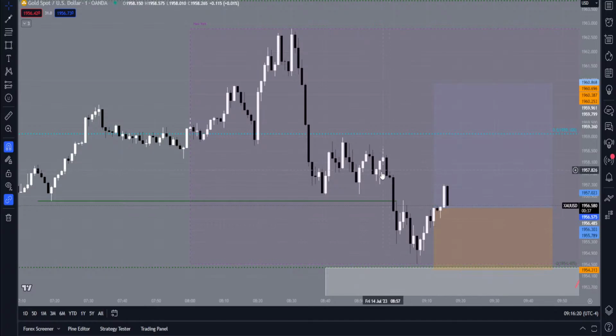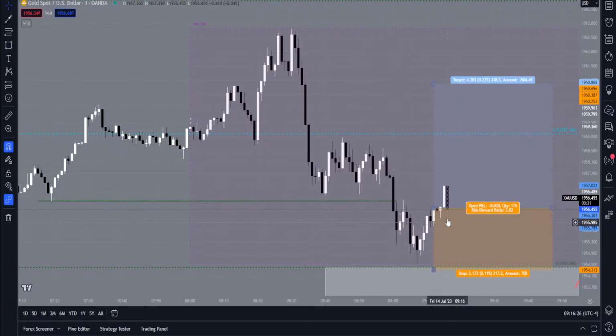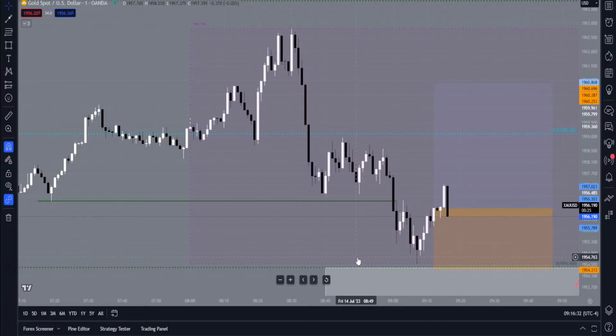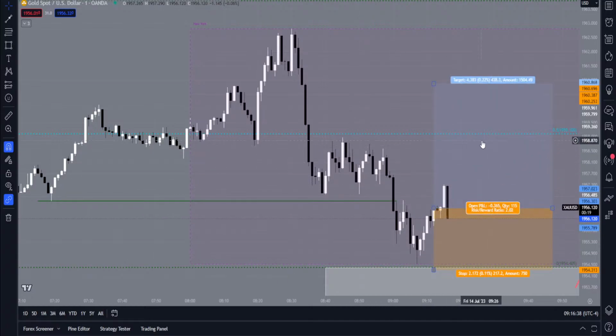It's reacting off this level right here. There's like an imbalance right there, so price may come down and then continue going higher, or it may come down and break the low. What's the take profit of this? It is 1960.86.